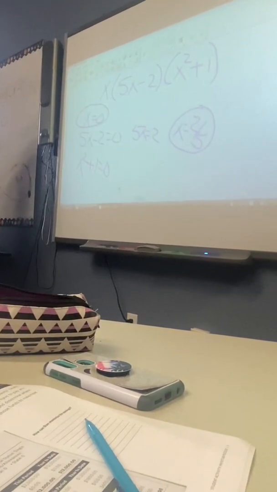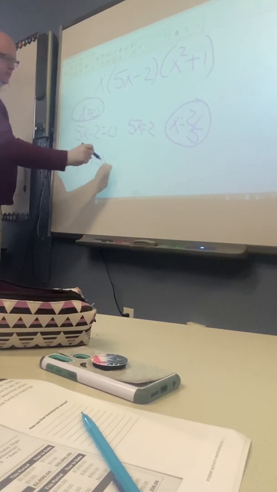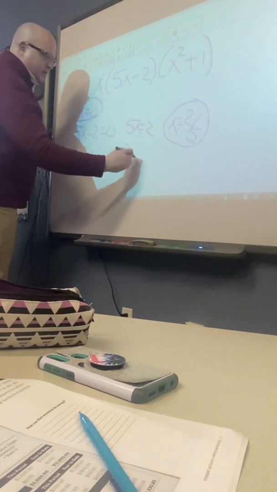All right, this is where it gets a little bit more complex. We subtract 1 from both sides. We have x squared equals -1.